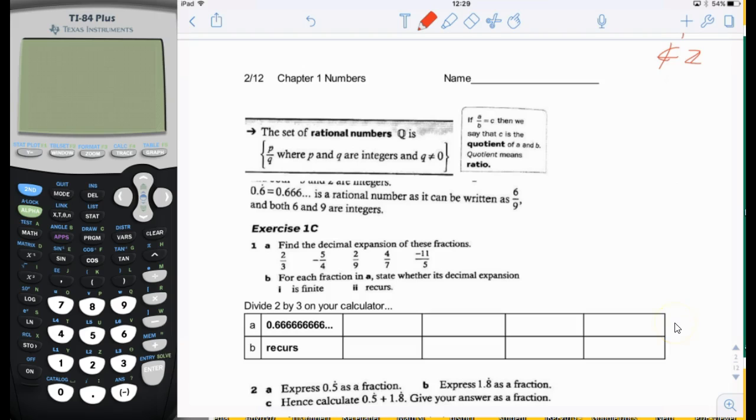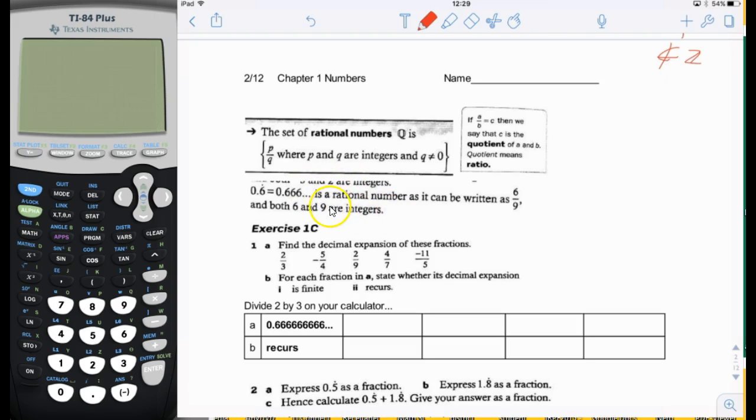Now we're going to do page 2. We're going to talk about the rational number set, which is Q. The rational number set means all the numbers that you can form by taking one integer and dividing by another integer, except that you would never divide by 0. Okay?